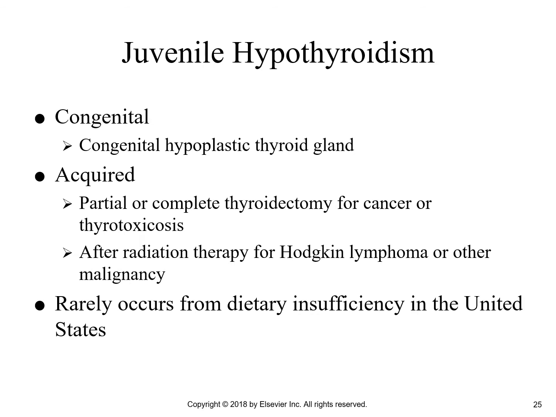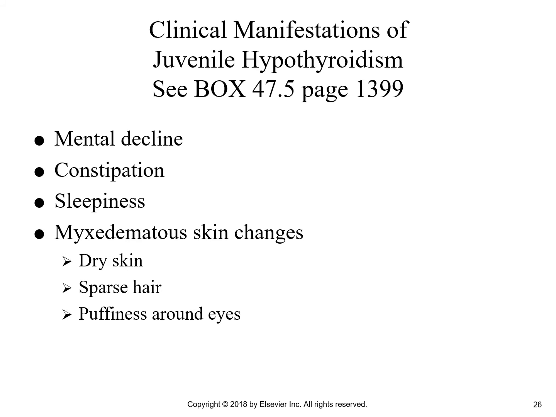Juvenile hypothyroidism is usually congenital, from a hypoplastic thyroid gland. It can be acquired through partial or complete thyroidectomy for cancer or thyrotoxicosis, or after radiation treatment for Hodgkin's lymphoma or other malignancies. It rarely occurs with dietary insufficiency in the United States. Clinical manifestations are on page 1399, box 47.5 for juvenile hypothyroidism.